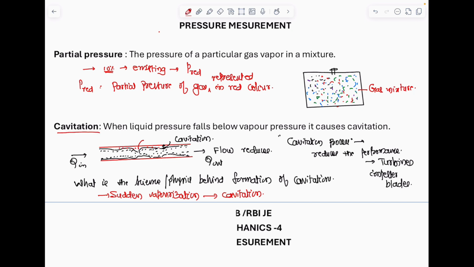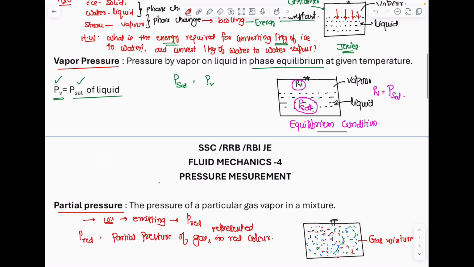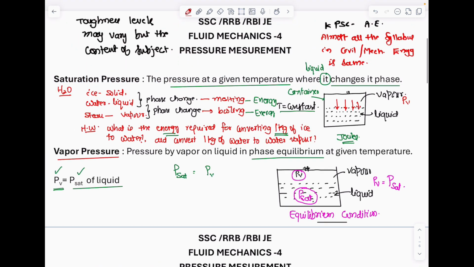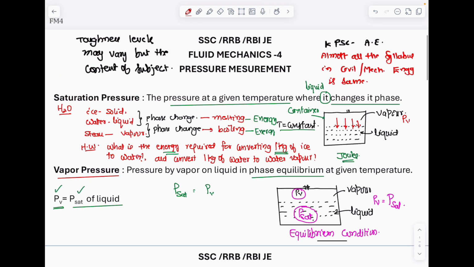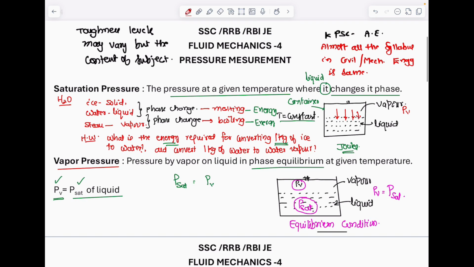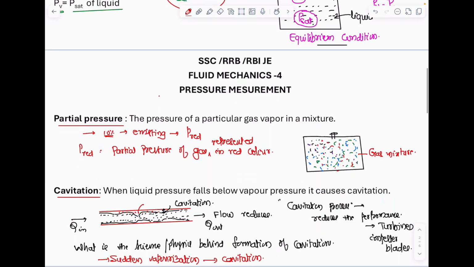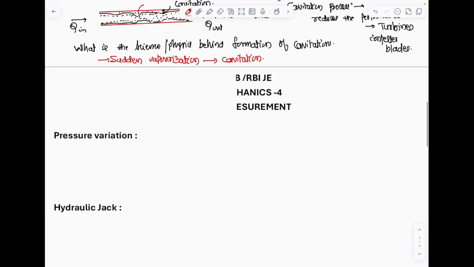Please be very, very careful in understanding these important definitions. One is cavitation, second is partial pressure, third is vapor pressure, another is saturation pressure. And what is phase change, what is melting, what is boiling, please understand it thoroughly. Now, as homework, I will give you some homework on this.